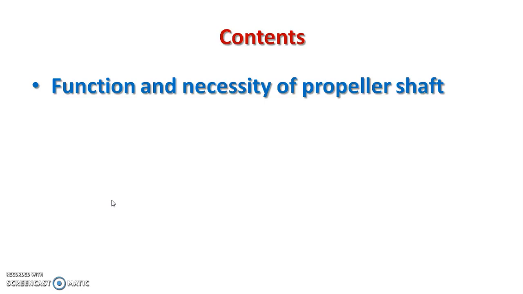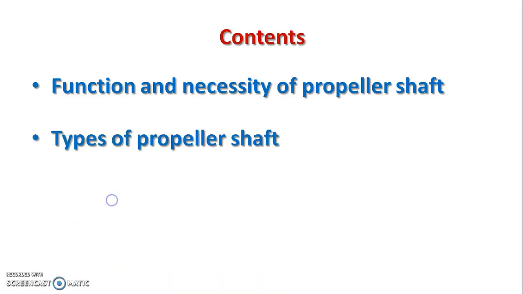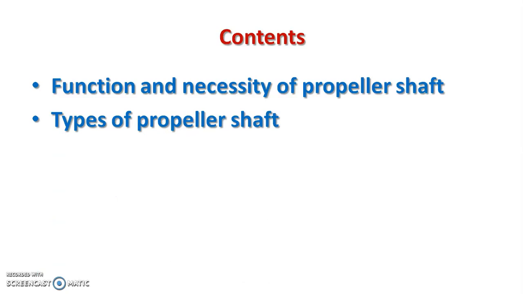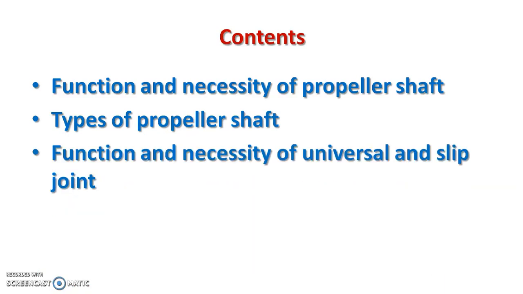We will learn in this video what is the function and necessity of propeller shaft, what are the types of propeller shaft, and the function and necessity of universal and slip joint. So shaft, universal joint and slip joint, these are the three components that are used in propeller shaft assembly.